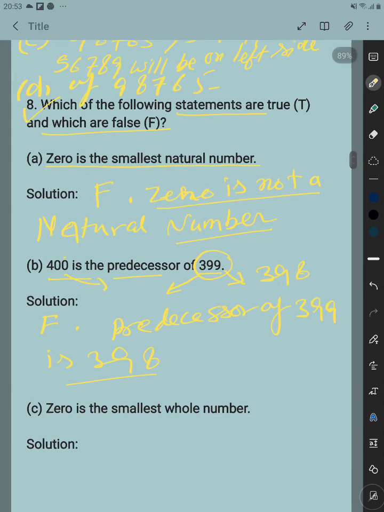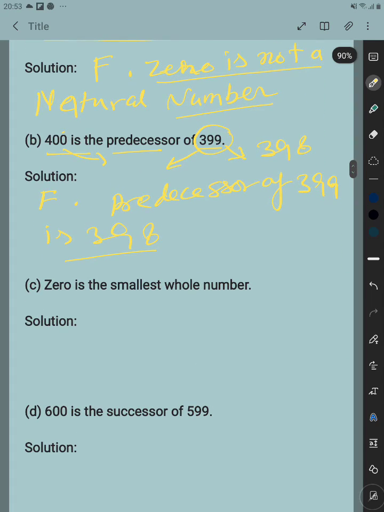Here now, part C is 0 is the smallest whole number. It is true. It is true because, the same thing you can write: 0 is the smallest whole number.